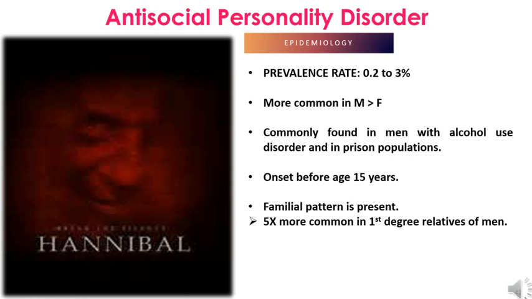The 12-month prevalence rates of antisocial personality disorder are between 0.2 and 3% according to DSM-5. It is more common in poor urban areas and among mobile residents of these areas, where it is found among the most severe samples of men with alcohol use disorder, over 70% in prison populations. The onset of the disorder is before the age of 15 years. Girls usually have symptoms before puberty and boys even earlier. A familial pattern is present. The disorder is 5 times more common among first-degree relatives of men with the disorder than among control participants.